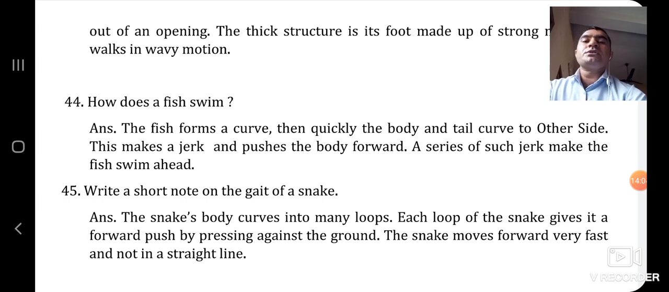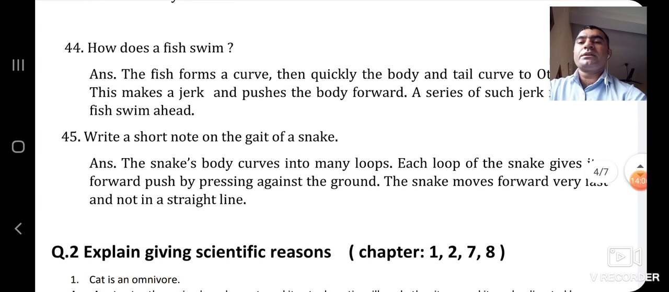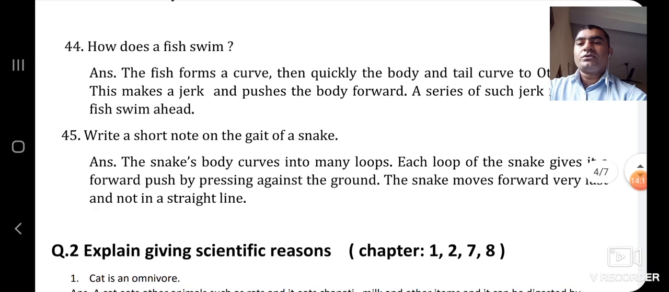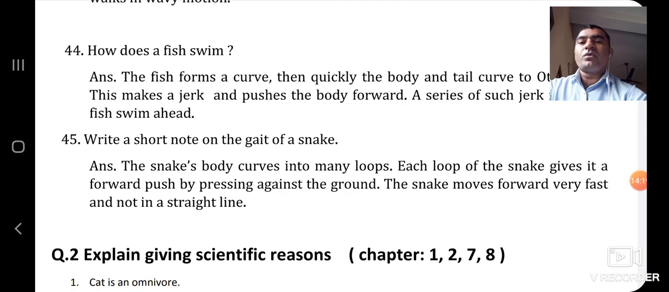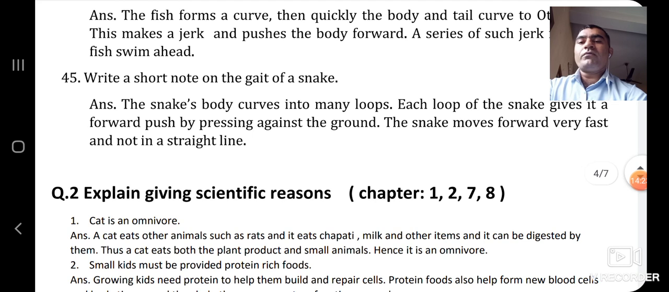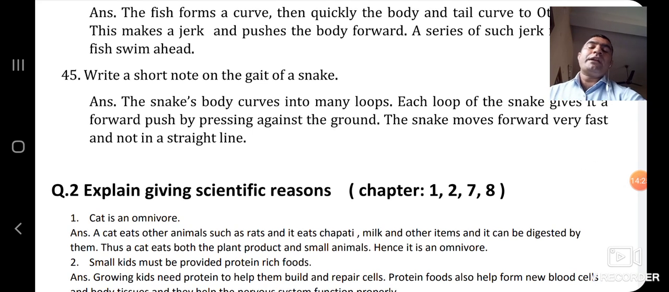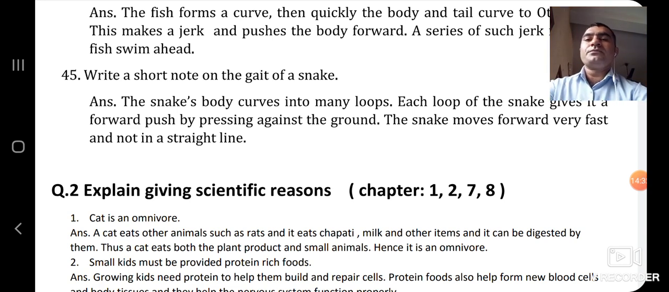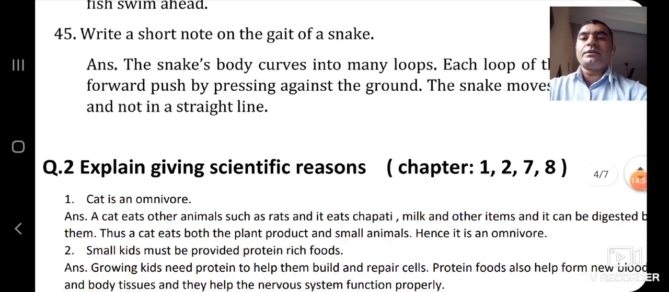Now we will start the revision of scientific reasons. And the scientific reasons are from the 1st, 2nd, 7th and 8th chapters. So the first question is: cat is an omnivore. See, a cat eats both small animals as well as food items such as chapati and milk, and it can digest them, so it is known as an omnivore animal.